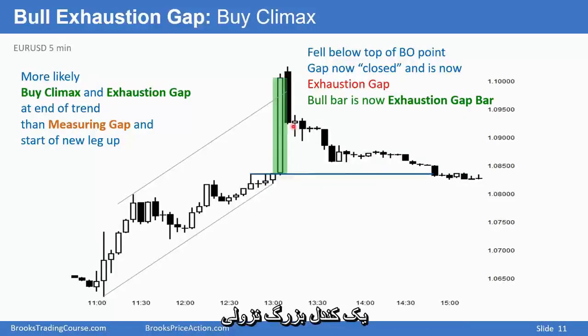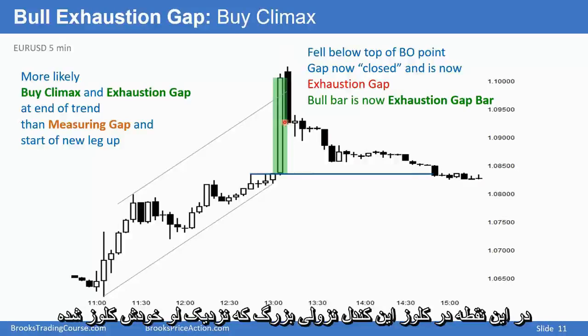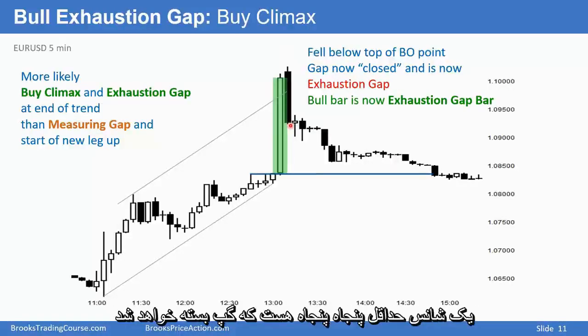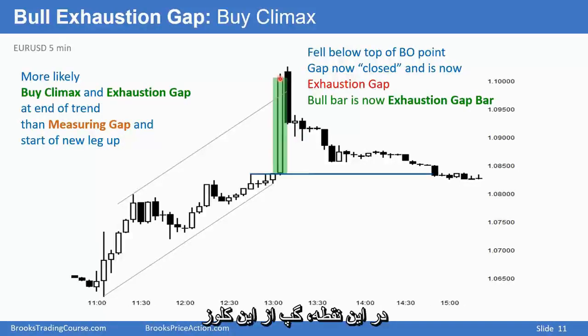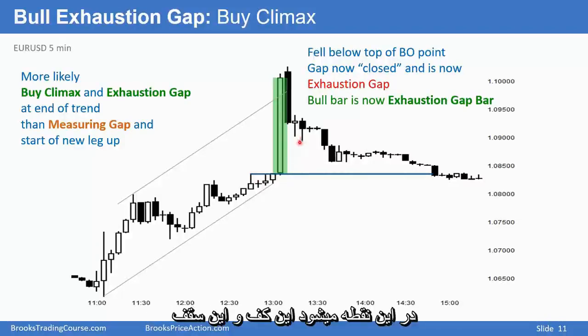A big bear bar, that's a big problem for the bulls. They wanted consecutive big bull bars. Instead, they get a big bear bar. At this point, at the close of this big bear bar, closing near its low, there's at least a 50-50 chance the gap is going to close. At this point here, the gap is this close to the breakout point here or here. And once we get the reversal down here, the gap is now this low and these highs. At this point, it's this low and these highs. At this point, the gap is now this low and these highs.